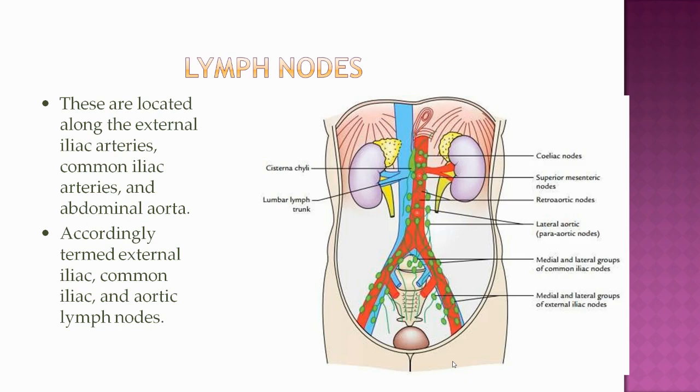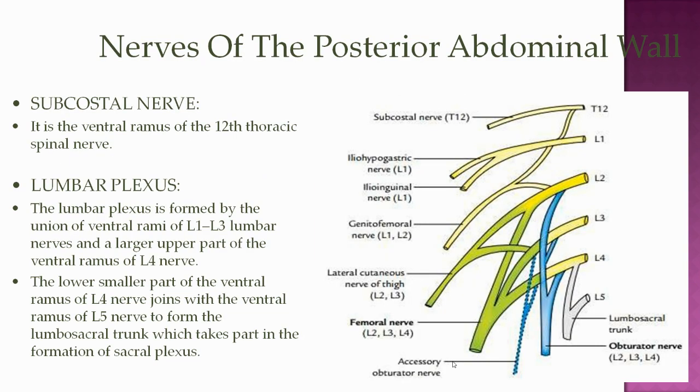Lymph nodes. These are located along the external iliac arteries, common iliac arteries, and abdominal aorta, accordingly termed external iliac, common iliac, and aortic lymph nodes. We can see all these lymph nodes here in this picture.